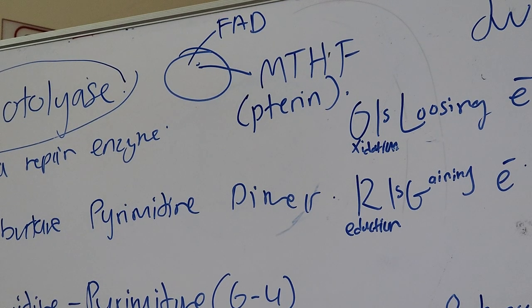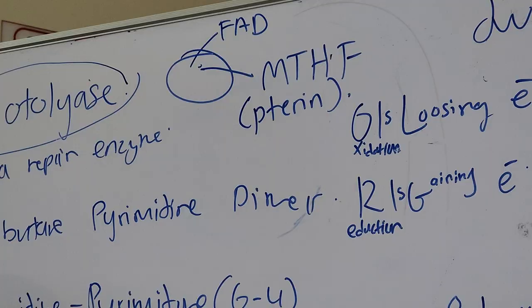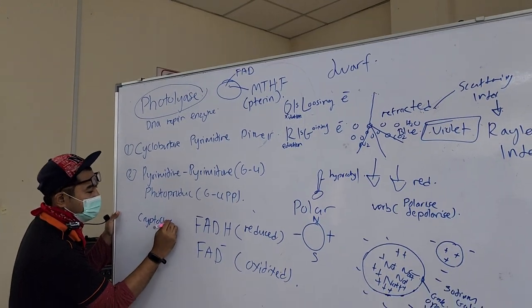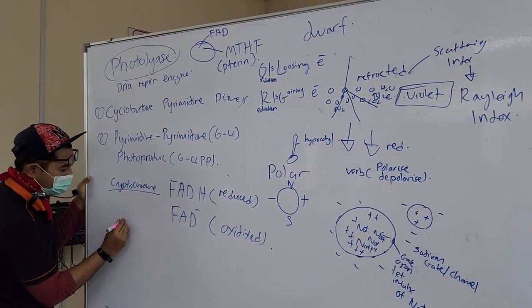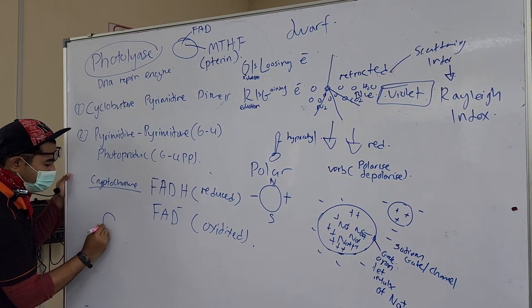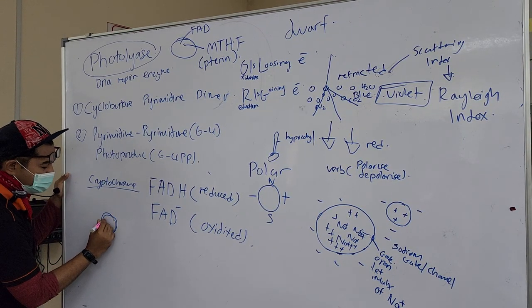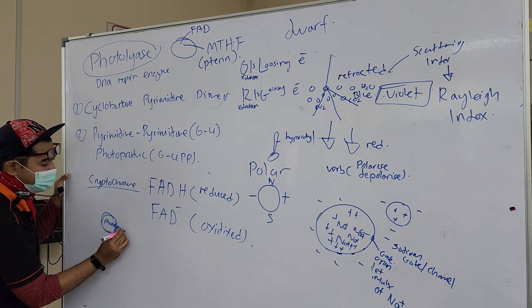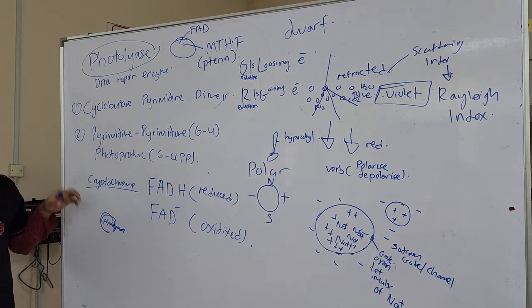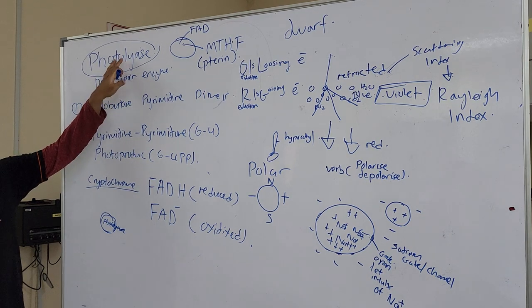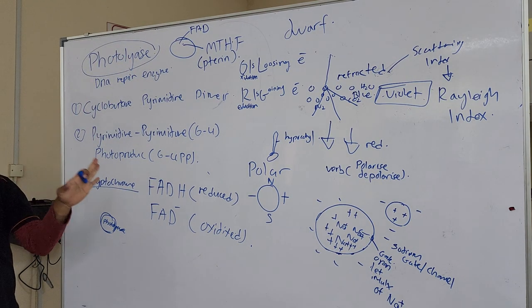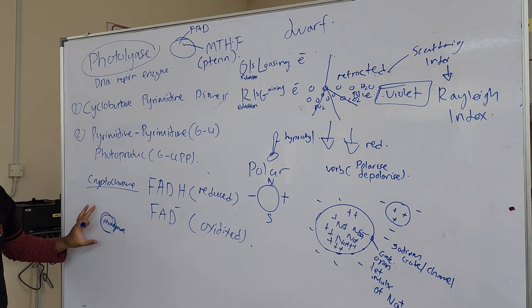Methyl tetrahydrofolate. That's the long name for it. Okay. So, very quickly I'll recap for the cryptochrome. It has got the fundamental structure. The fundamental structure is the photolyase enzyme structure. There are many variants of photolyase enzyme, okay, but this is the basic.